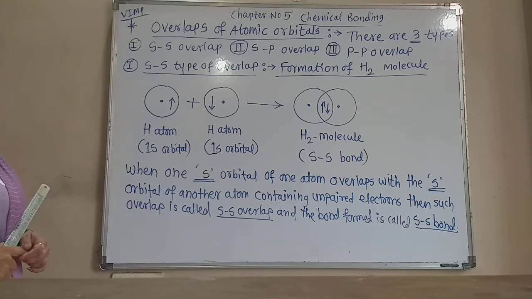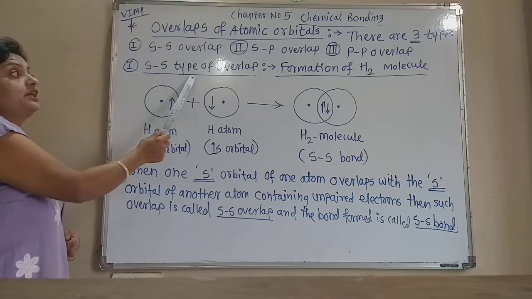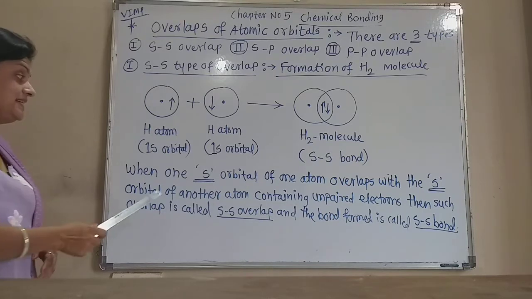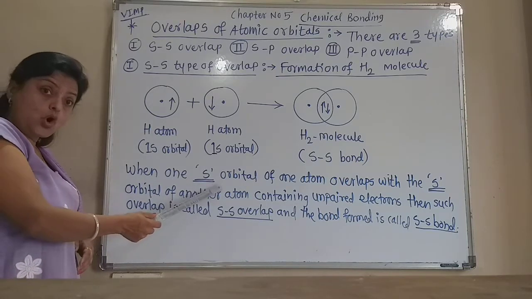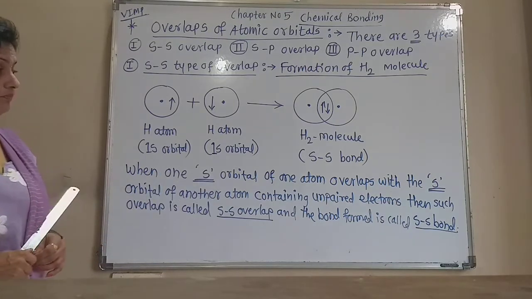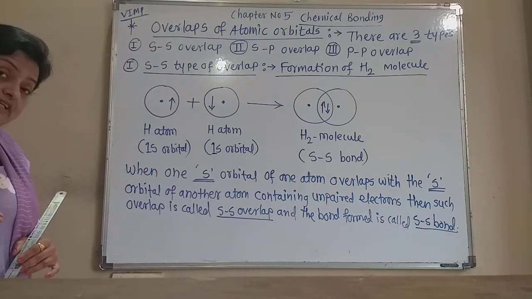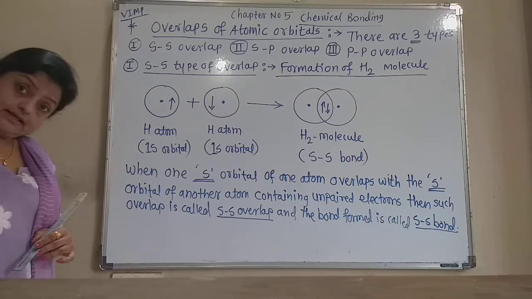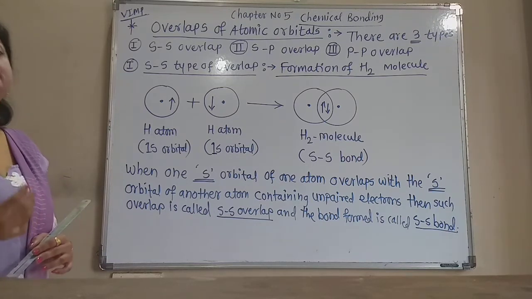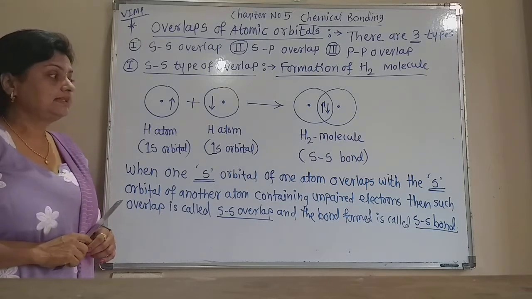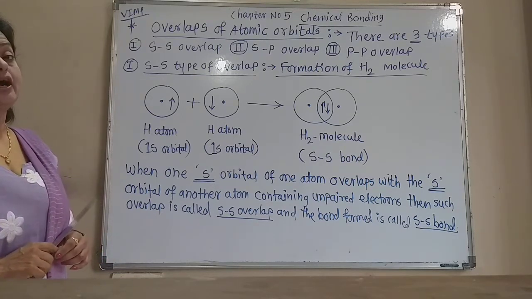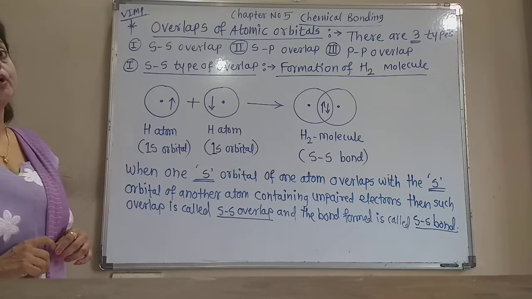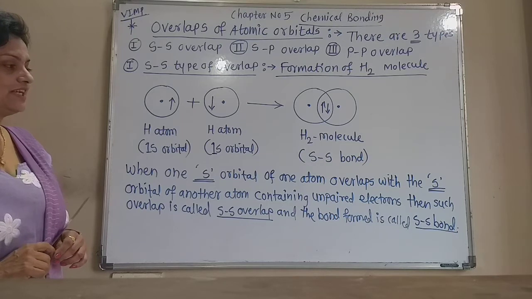Now first see what the s-s type of overlap is. When one 1s orbital of one atom overlaps with the 1s orbital of another atom containing unpaired electrons, then such a type of overlap is called the s-s overlap, and the bond formed is called the s-s bond.